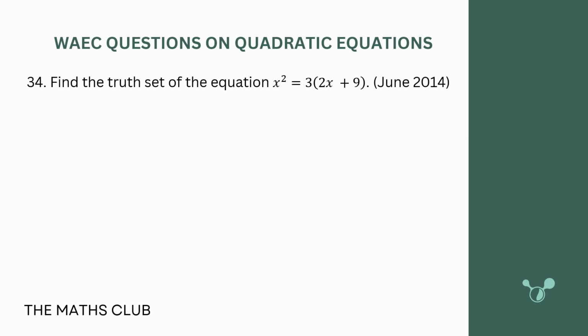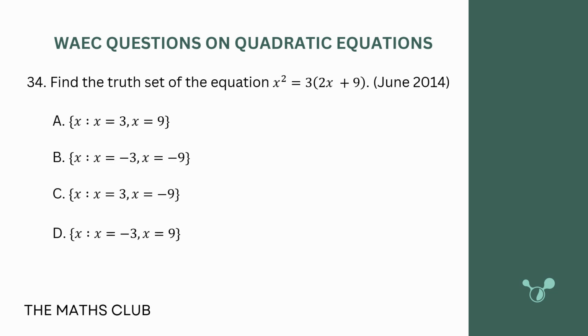Question 34 says that we should find the truth set of the equation x squared is equal to 3 open bracket 2x plus 9. I want you to try this one by yourself. Use any method that you know. But if you see the options, your option will be something like this: x such that x is equal to 3, comma x is equal to 9. So just find those two values. Maybe it's 3 and minus 9: x such that x is equal to 3, comma x is equal to minus 9. And if you solve that correctly, your answer should be option D.